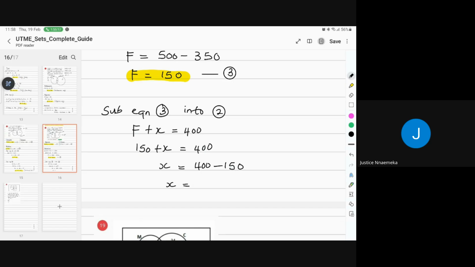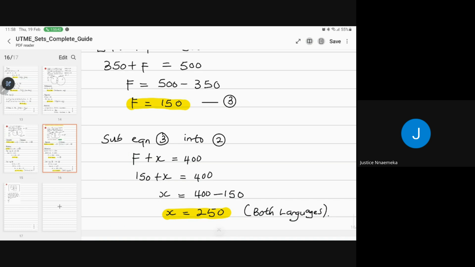Is it 250? 250. 250. So 50 plus 50, 100. Yeah. So that will give us 250. So you can see that the number there is 250. So both languages. All right. So that has been done right there.